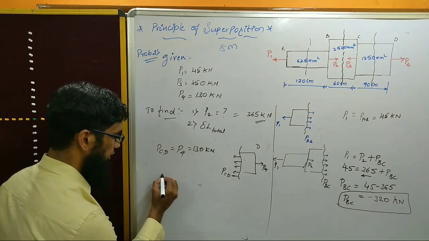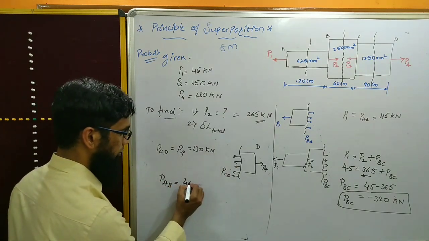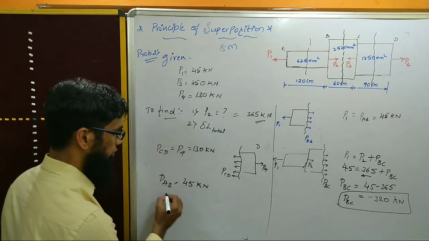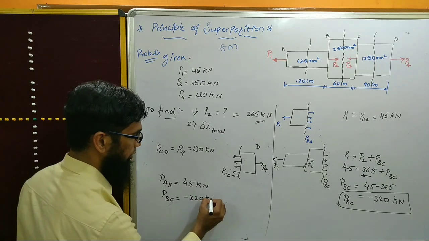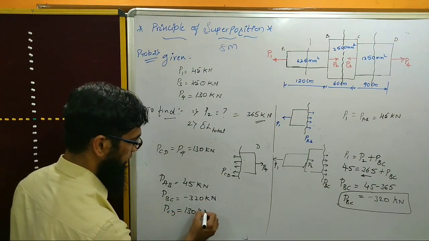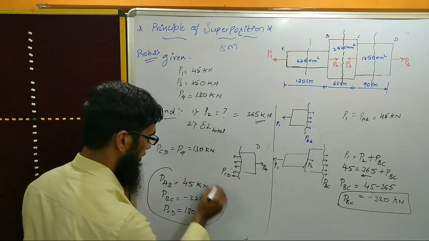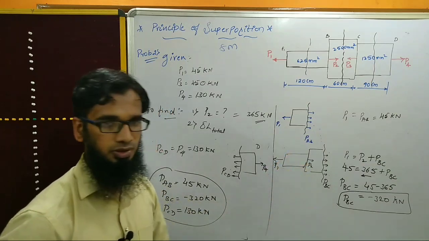So the solution we are getting: PAB is equal to 45 kilonewton. Next, PBC is equal to minus 320 kilonewton and PCD is equal to 130 kilonewton. These are the forces we are getting. I hope you are getting this one. Now we'll go for the second thing.